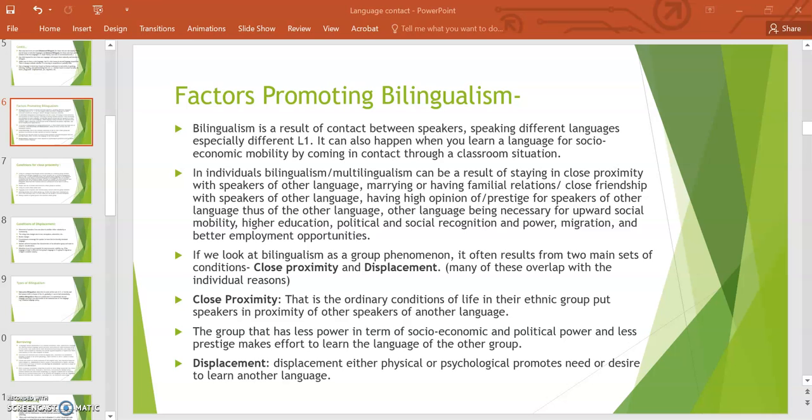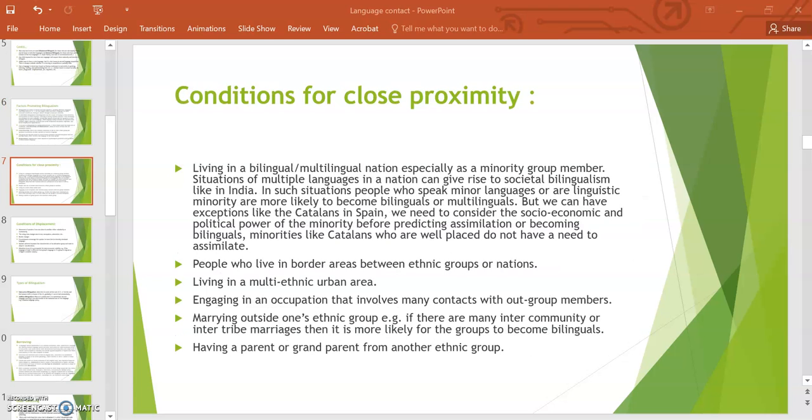Okay. Now, what is displacement? Displacement, either physical or psychological, promotes need or desire to learn another language. Now we'll see in some detail what are the conditions for close proximity. So, living in a bilingual or multilingual nation, especially as a minority group member, situations of multiple languages in a nation can give rise to societal bilingualism, like in India. Here, it is very hard for us to find somebody who is a monolingual, doesn't speak any other language.